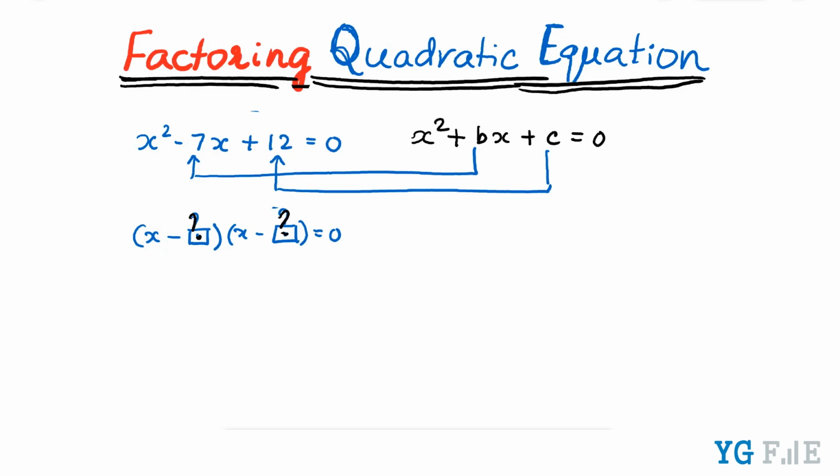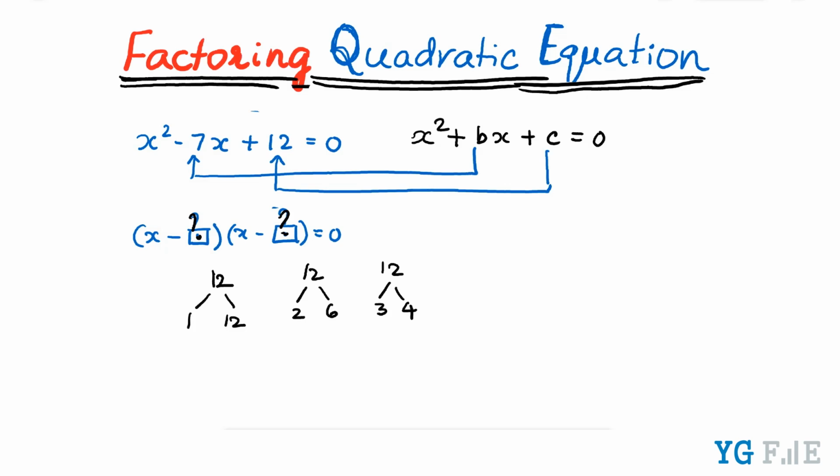The way to do this is we try to find the factors for c. In this case c is 12. So step 1 is to find all the factors for c. Let us write the factors of c as 1 times 12, 2 times 6, 3 times 4, and that's pretty much it. We don't have any more factors for 12.